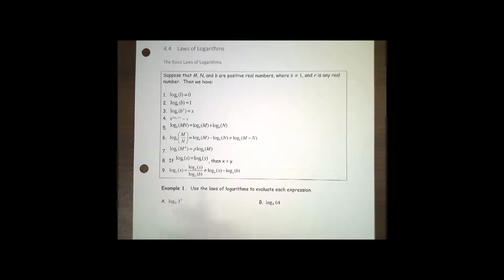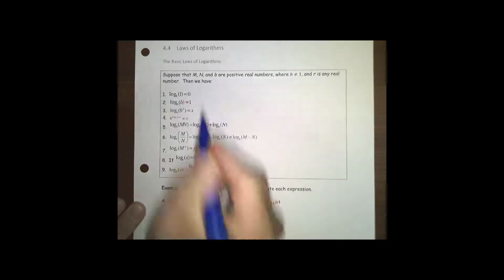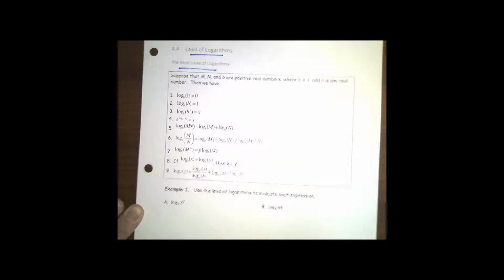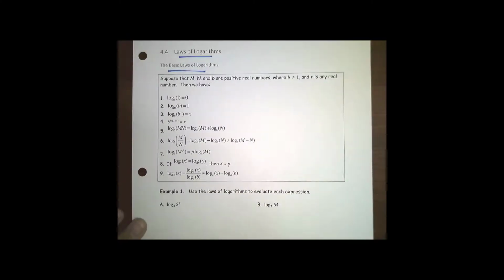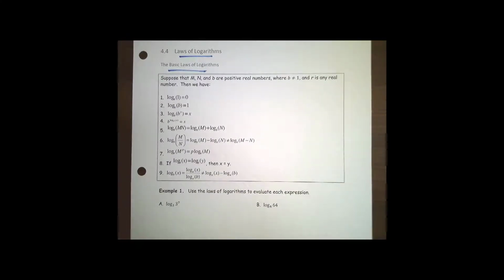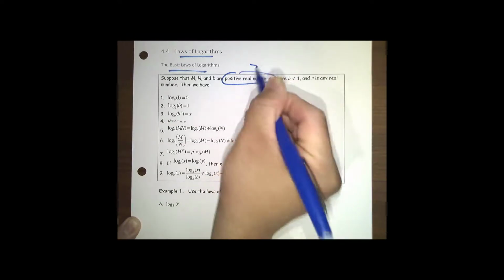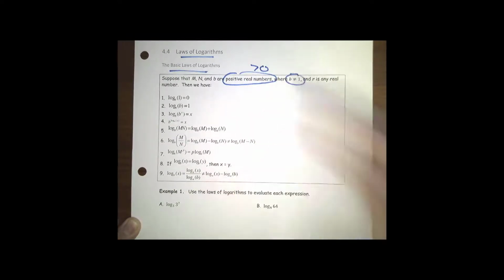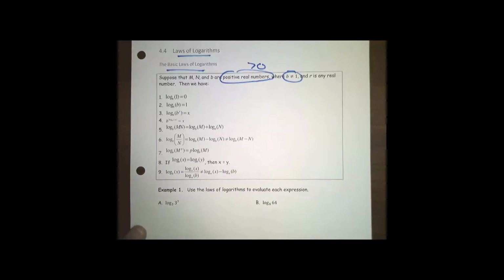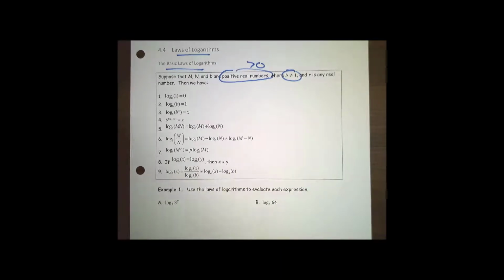The laws of logarithms. So here are some of the basic laws of logarithms. Suppose that m, n, and b are positive real numbers. Again, this means that these are greater than 0, and the base, b, is not equal to 1, and r is any real number. Then here are the properties that we have.